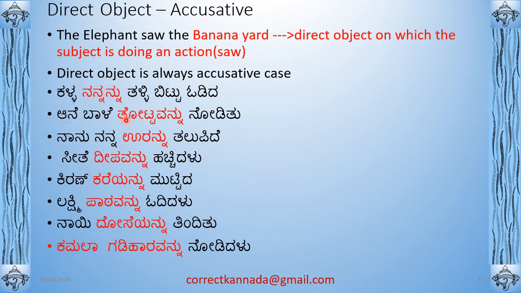Aane ಬಾಳೆ ತೋಟವನ್ನು ನೋಡಿತು. Aane is elephant. ಬಾಳೆ is banana. Tota, banana yard, right? ತೋಟವನ್ನು. So ನೋಡಿತು, it saw the banana yard. The same example as we saw here, and therefore ತೋಟವನ್ನು, because this is the object.